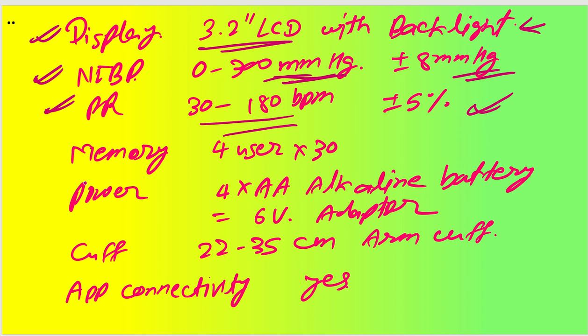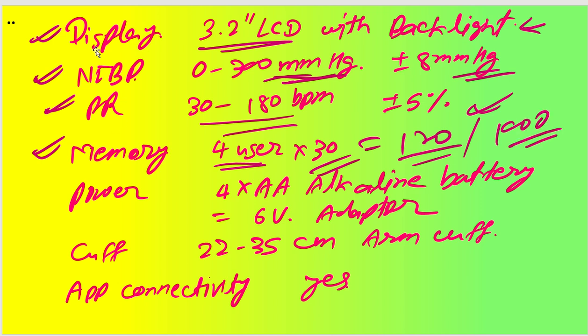We'll try to give memory as well, because let's say you have 4 users in your home, so all 4 users can find out their blood pressure values, and the last 30 readings of each one of them can be stored. So a total of 120 readings can be stored. These days you have very good memory devices like EEPROMs, so you can store as many as, let's say, 1000 values also. So it all depends upon the requirements and features that you want to put with your device.